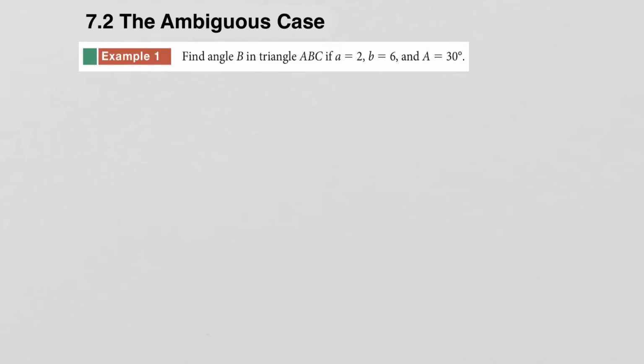In section 7.2, we look at the ambiguous case. Let's consider an example. In this example, we are asked to find angle B in triangle ABC if side A is 2, side B is 6, and angle A is 30 degrees.